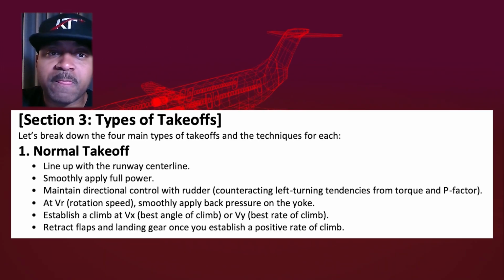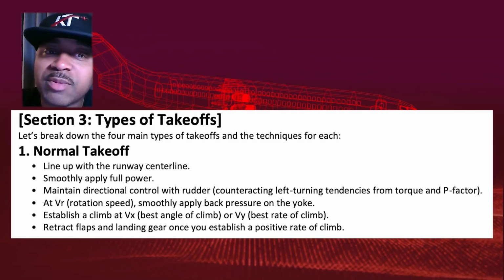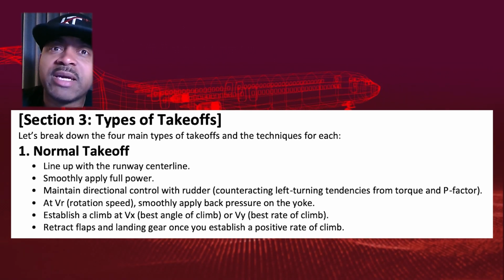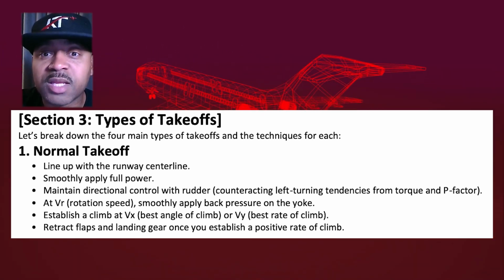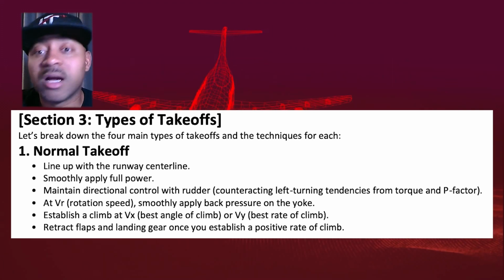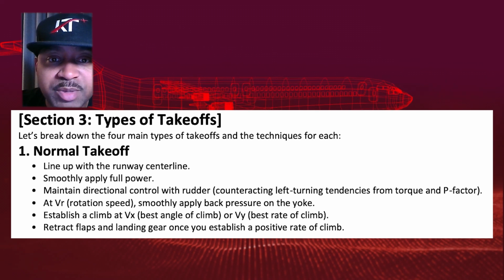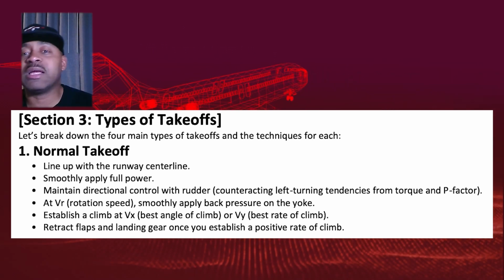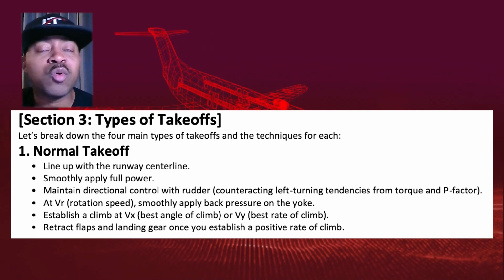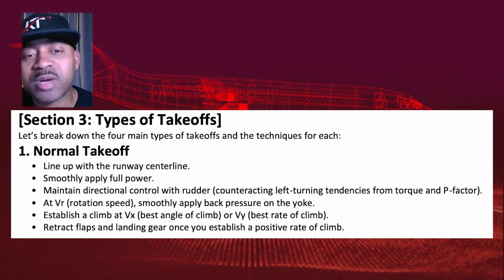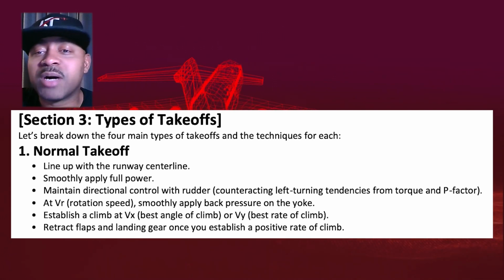Types of takeoff. One, you've got a normal takeoff. On a normal takeoff, you line up on the runway centerline, apply full power, and maintain directional control on the runway by using the rudder and compensating for any left-turning tendencies. At the rotate speed, you smoothly apply back pressure to the yoke. Establish a climb at VX for your best angle of climb or VY for your best rate of climb. Then you retract the flaps and landing gear once you establish a positive rate.